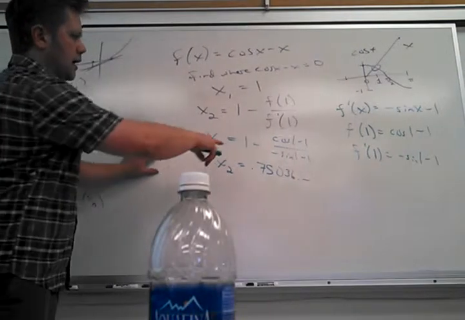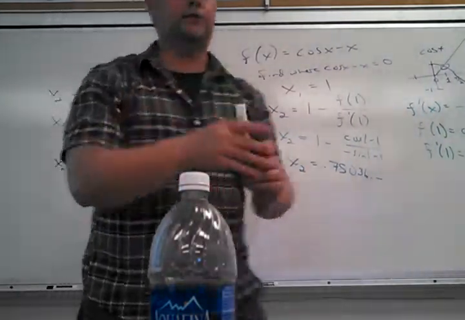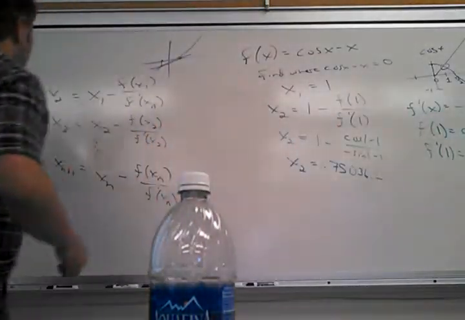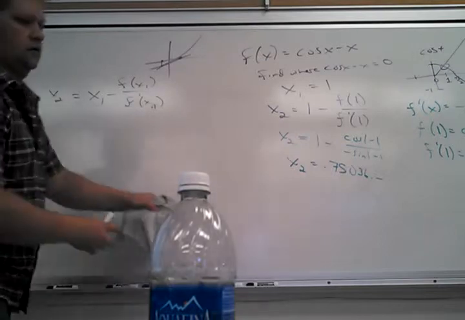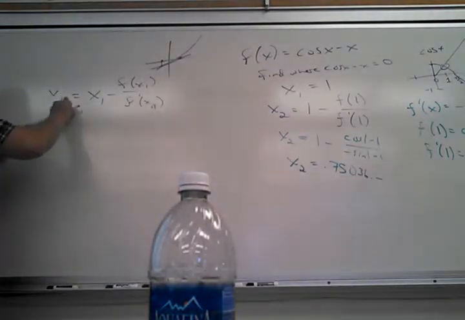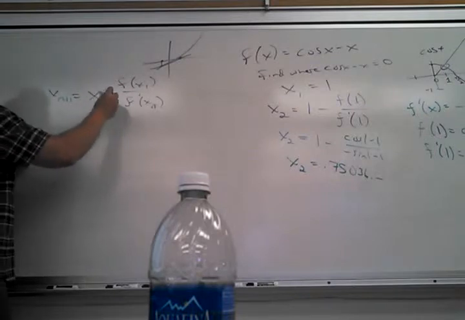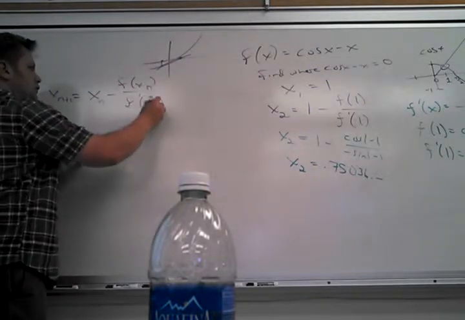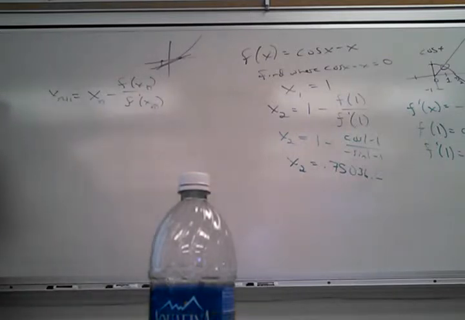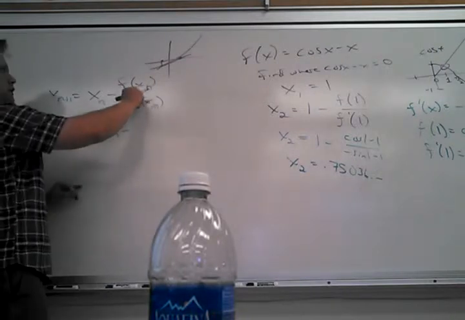I'm not going to make you do this part by hand. What I want to see is exactly this. Here we go. Let me leave this part in there. Actually, let me make this. Okay. So that's the n. That's the general formalization. So x_{n+1} will equal x_n minus, what's f of x_n?